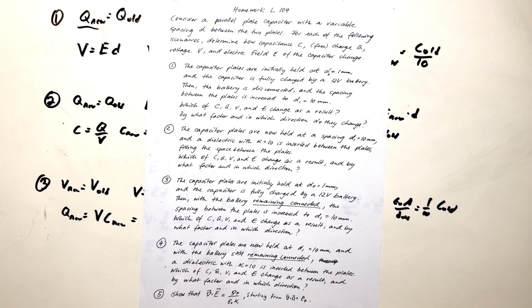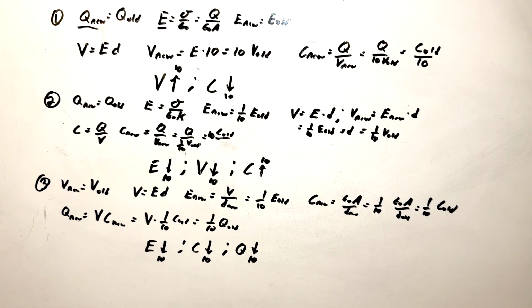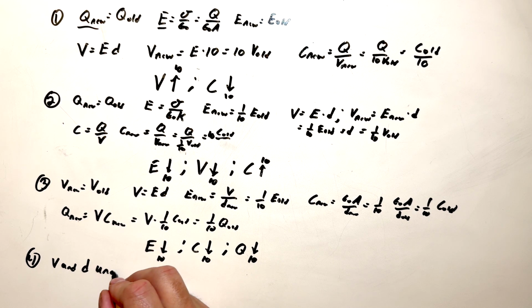All right, number 4. The capacitor plates are now held at D equals 10 millimeters, and the battery is still connected. A dielectric with K equals 10 is inserted between the plates. So what changes, by how much, and in which direction? Okay, so number 4. V and D are still unchanged.